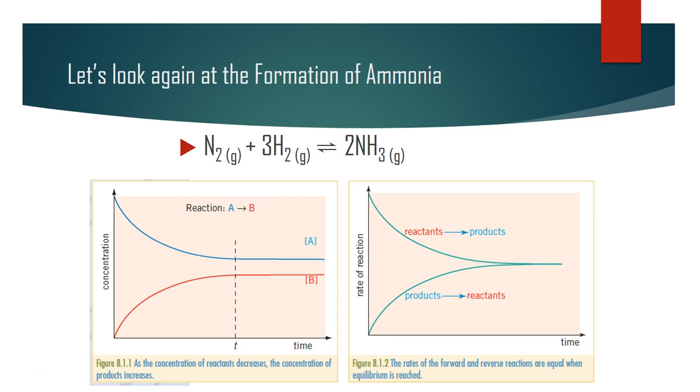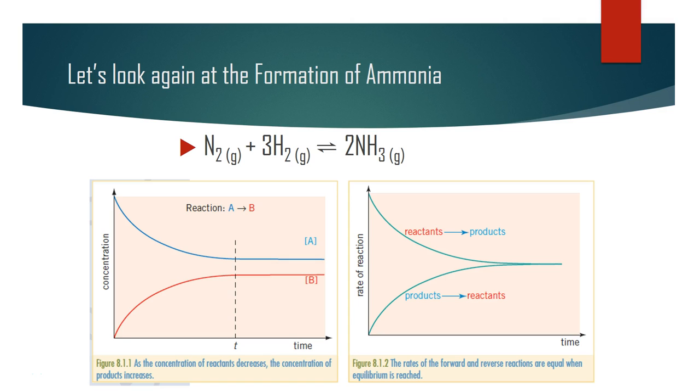If we look at it from the angle of rate, we can see that the rate of reaction for the reactants to the products decreases over time. The rate of reaction for the production of products increases, and going into reactants increases until they reach equal.